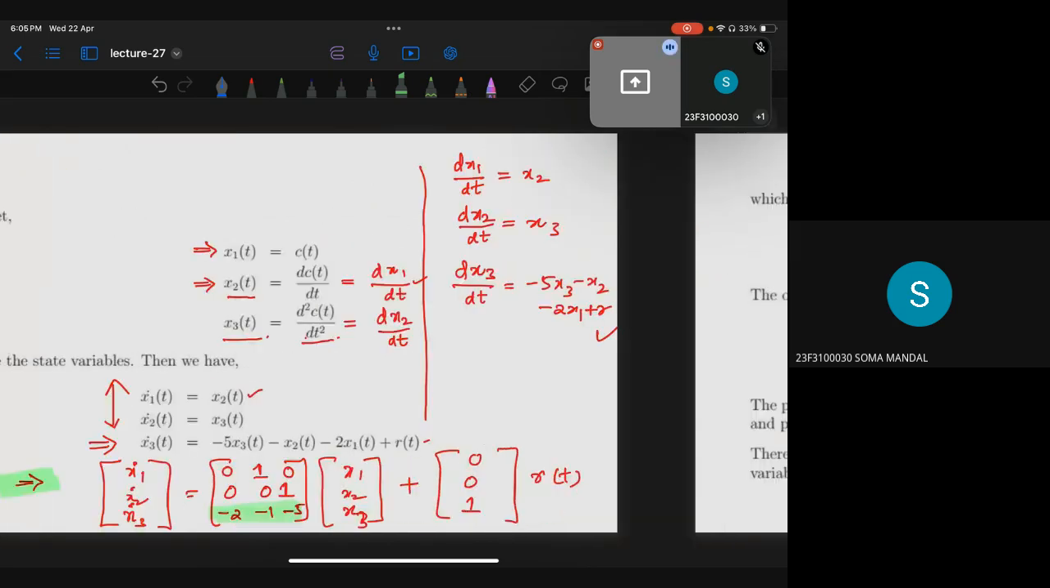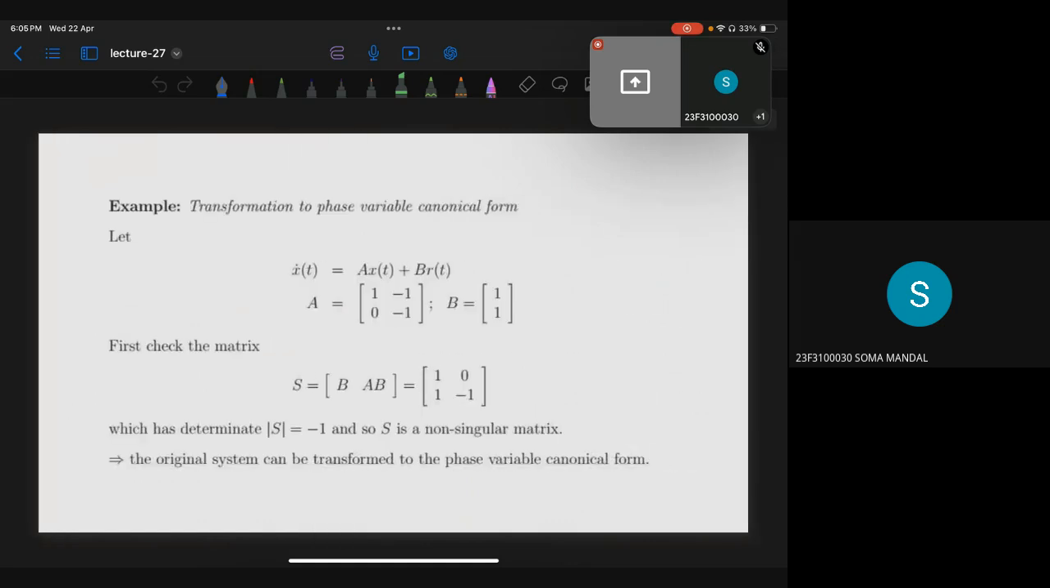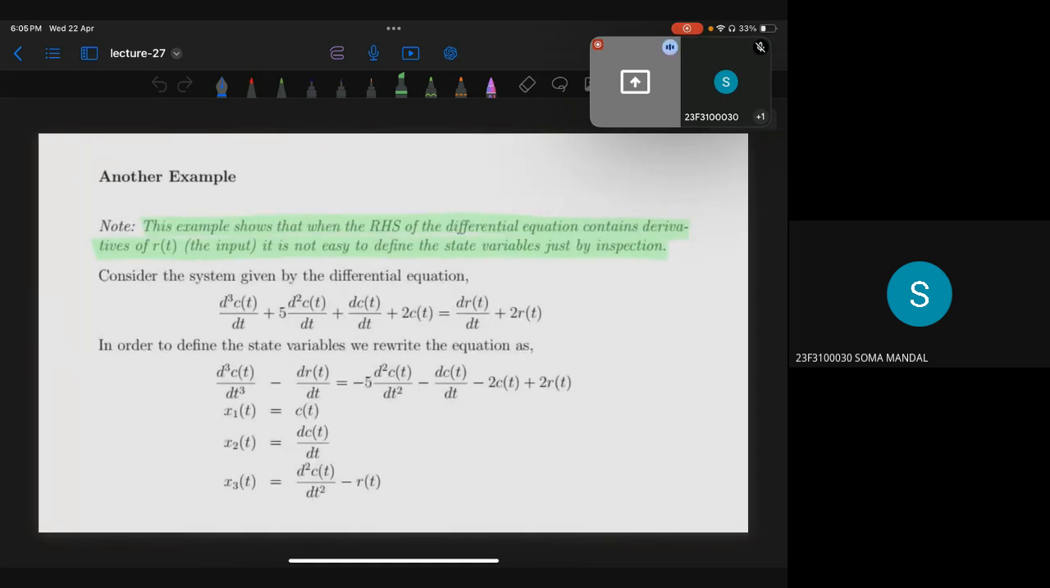Now look at this example. What do you see here? The left side is output terms, differential terms, correct? The right side is, unlike the previous example where only r of t is there, now this term is also included. Is this clear? So now how to handle this kind of problem?